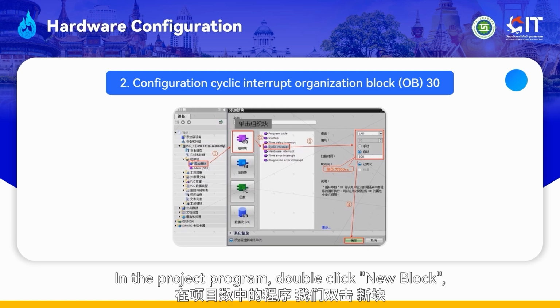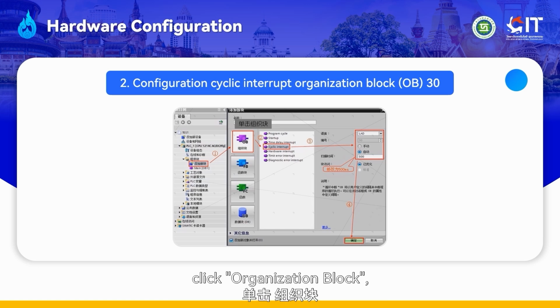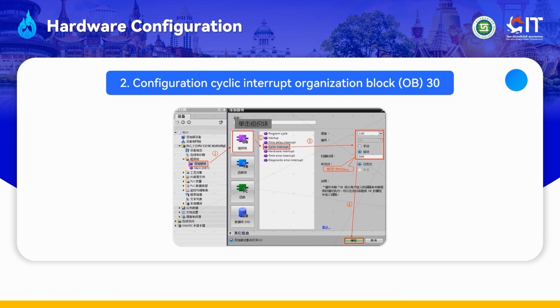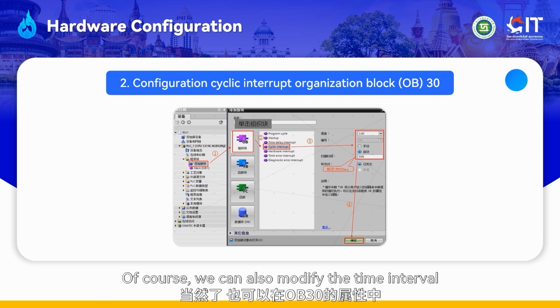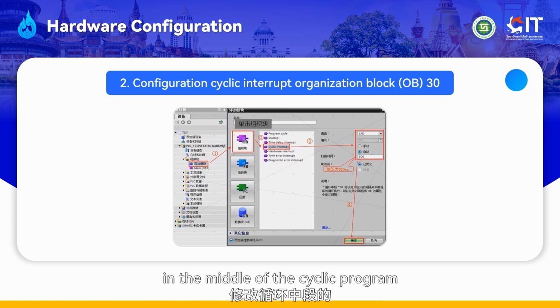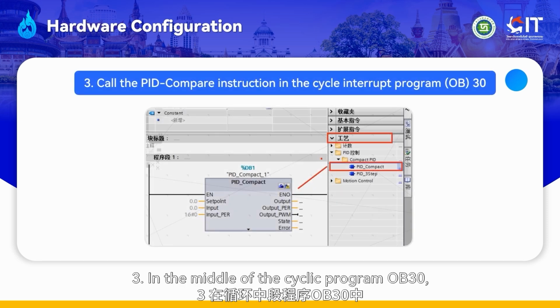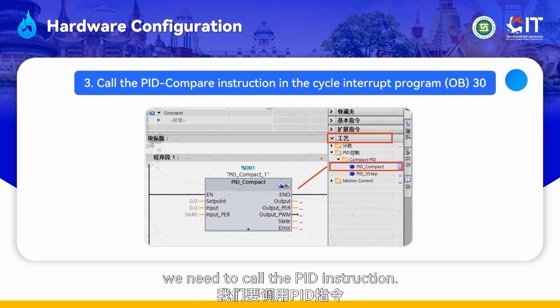In the project program, double-click New Block, click Organization Block, select the organization block in the middle of the cyclic program, which is numbered 30. We can modify its scanning time to 500 milliseconds. Of course, we can also modify the time interval in the middle of the cyclic program in the properties of OB30. 3. In the middle of the cyclic program OB30, we need to call the PID instruction.